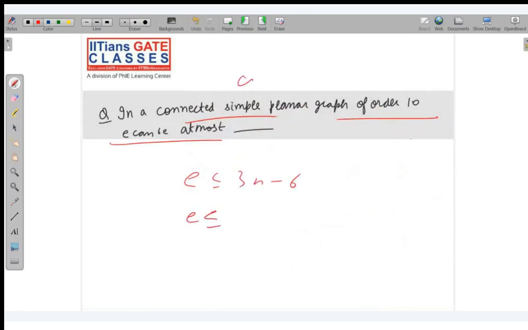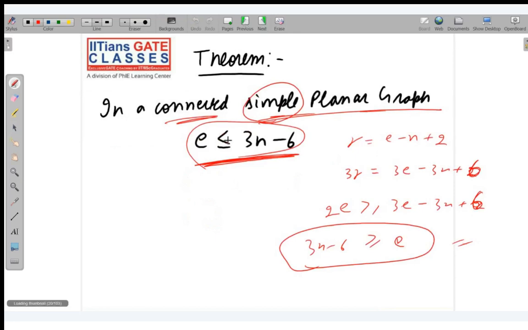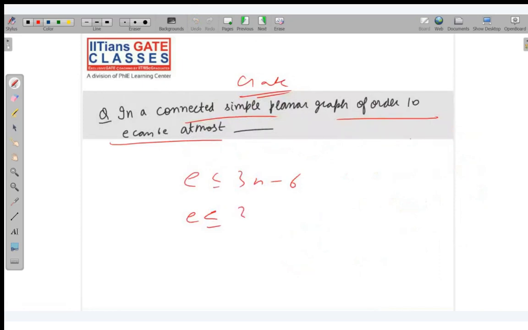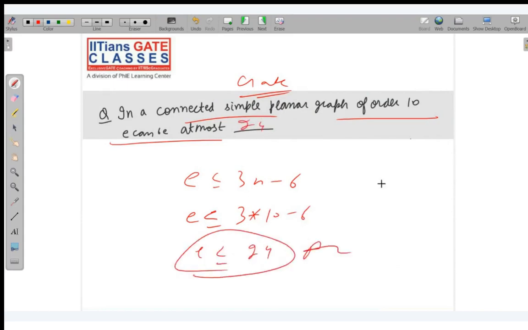These types of questions have been asked in GATE. Why? Because nobody will be able to remember this type of formula. You will be able to remember the basic formula, and from that you can derive the relationship between edges and vertices in the GATE exam and get the answer. So 3 into 10 minus 6. E less than or equal to 24. So at most 24 is the answer. Any doubt? No, sir. Okay, so let me jump to the next slide.